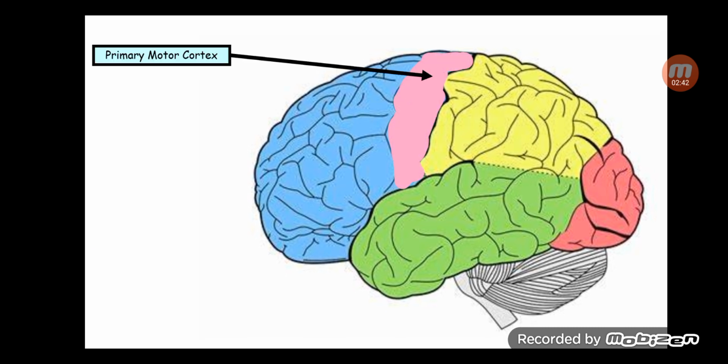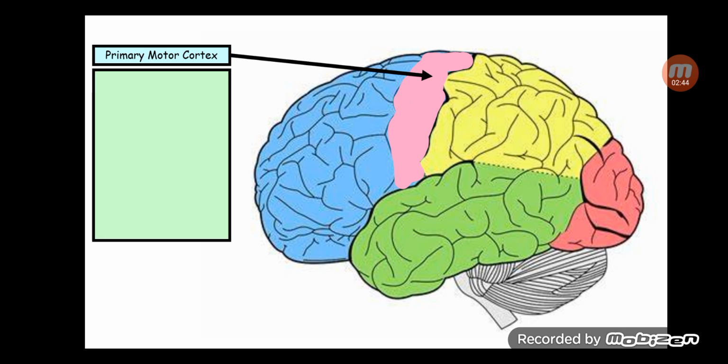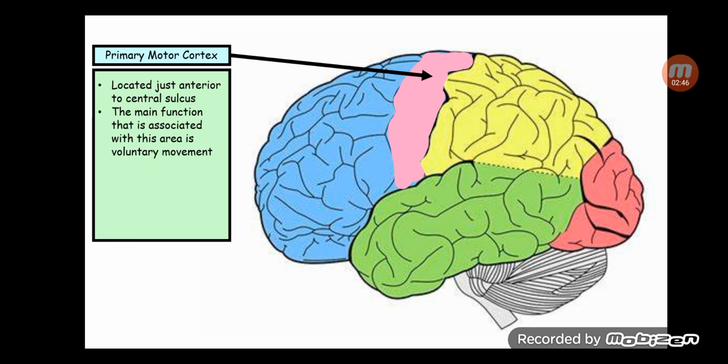Talking about them one by one, we have first primary motor cortex that is located just anterior to the central sulcus, and the main function is associated with voluntary movement. This area controls the voluntary movement but of the contralateral side of the body.